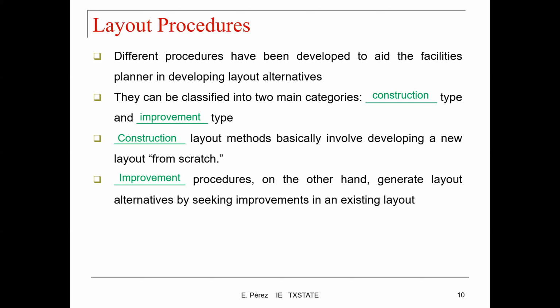The improvement procedures, on the other hand, generate layout alternatives by seeking improvement in an existing layout. So those are the main 2 procedures: the construction and the improvement.